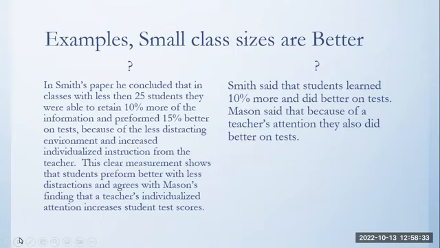Paragraph two: Smith said that students learned 10% more and did better on tests. Mason said that because of a teacher's attention, they also did better on tests. So one of these is synthesizing information, and the other one is just summarizing.